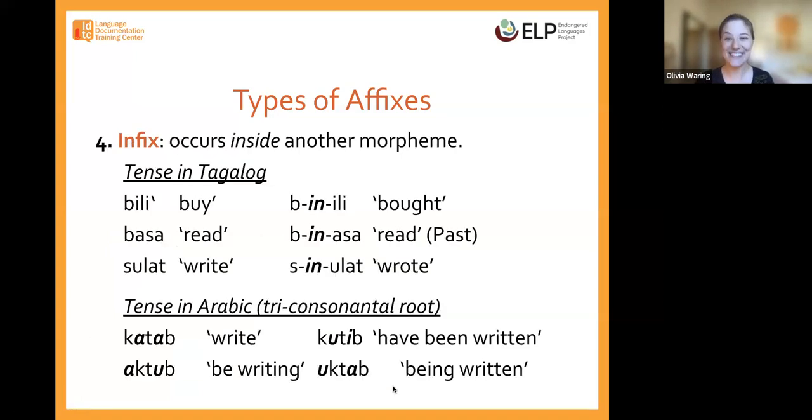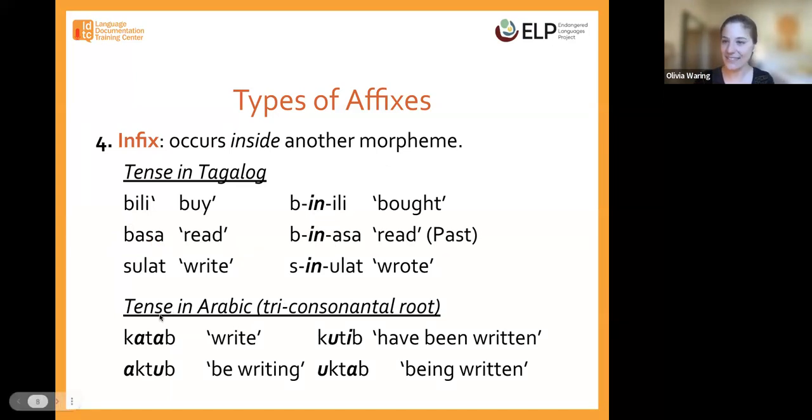And then infixes, again, very rare in English, very common in some other parts of the world. So infixes are actually where you insert an affix in the middle of the root. So whereas you started out with the root bili, meaning to buy in Tagalog, for example, you might insert an infix, binili, so you insert that infix to represent that action occurred in the past.